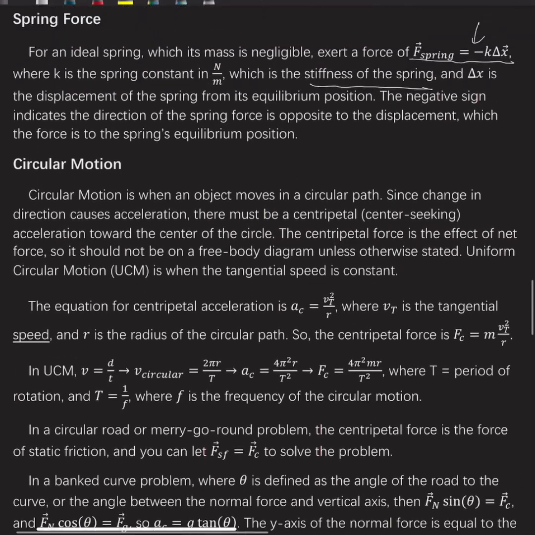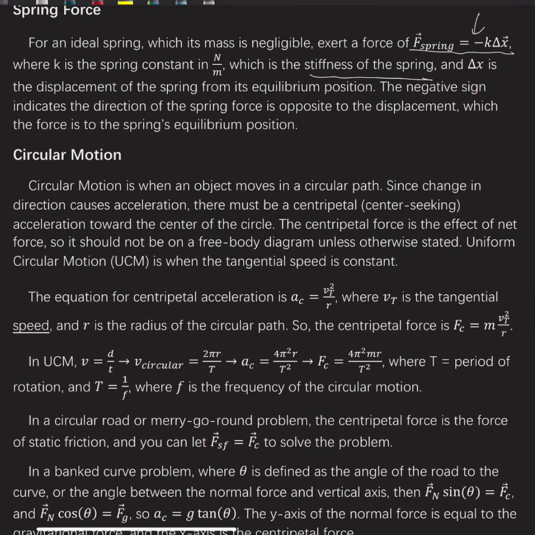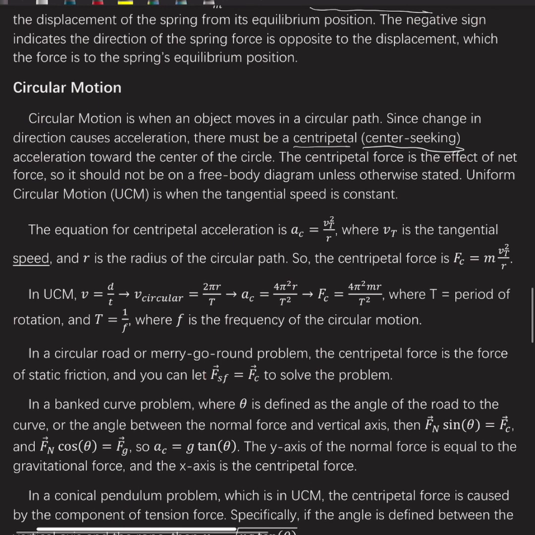Circular motion is when the object moves in a circular path. Since changing direction will change the acceleration, because acceleration is a vector quantity, there must be a centripetal acceleration. Centripetal means center-seeking, toward the center of the circle. Centripetal force is affected by the net force. It's always the net force.